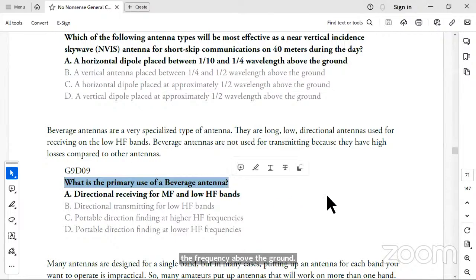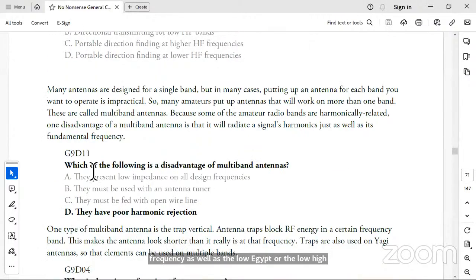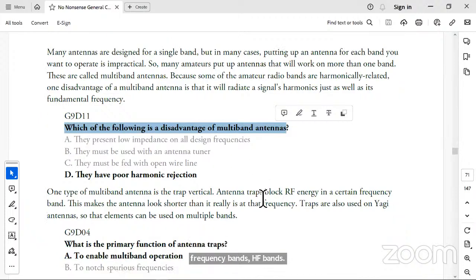What is the primary use of a beverage antenna? Well, remember we said the beverage antenna is used for receiving. We said it was directional, and we can use it for both the MF, the medium frequency, as well as the low HF, or the low high frequency bands. Which of the following is a disadvantage of a multiband antenna? So we did say that multiband antennas can have harmonics, which are undesired, and the answer is they have poor harmonic rejection.